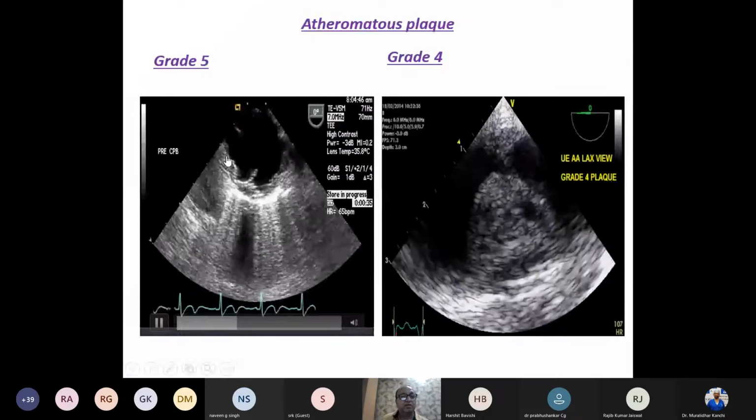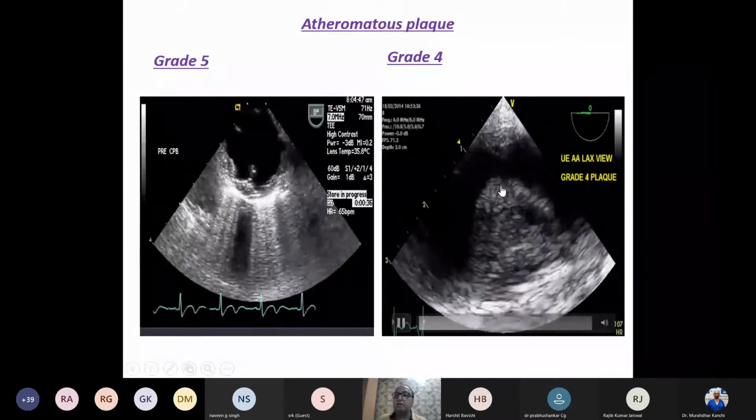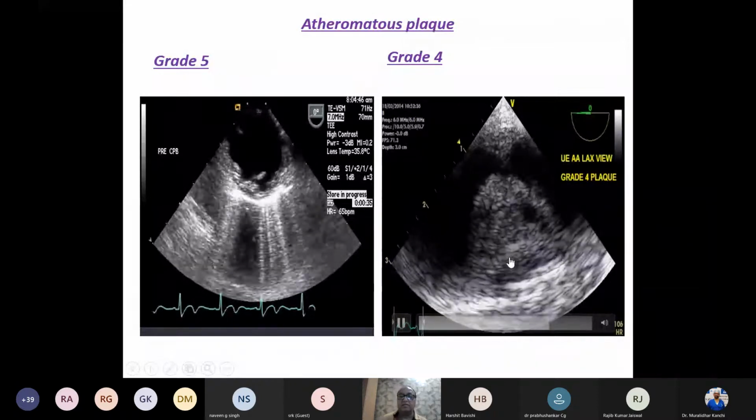Now, this is in the descending aorta. I can see a mobile plaque here in the short axis view, and this is in the upper esophageal aortic arch long axis view. You can see a grade 4 plaque. It's about less than 5 millimeters.